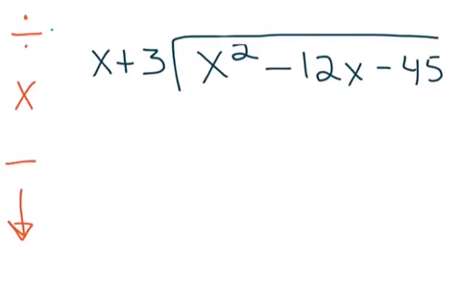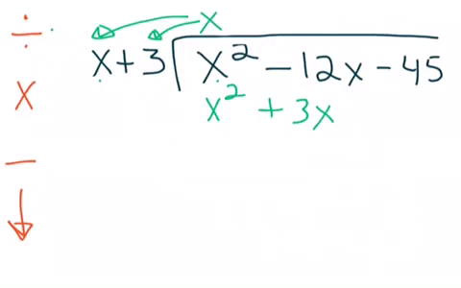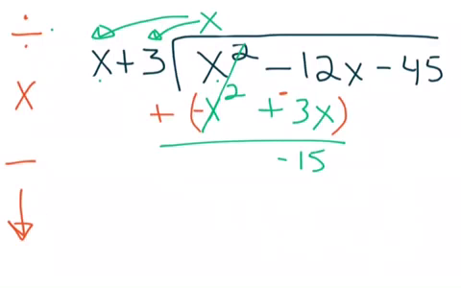So first I'm going to divide my x squared by x. That gives me x. Next I'm going to multiply. So x times x gives me x squared. X times 3 gives me positive 3x. Then I'm going to subtract. Okay, so that means I'm going to change all my signs. X squared minus x squared is 0. And then negative 12x minus 3x gives me negative 15x. They're both negative, so I add them together.